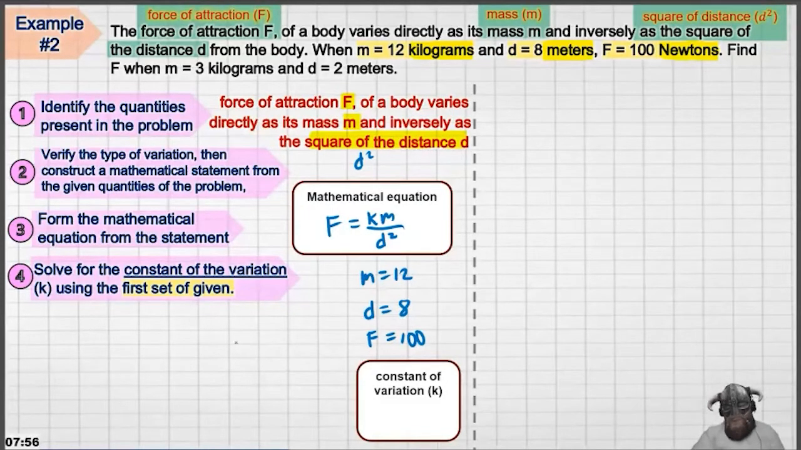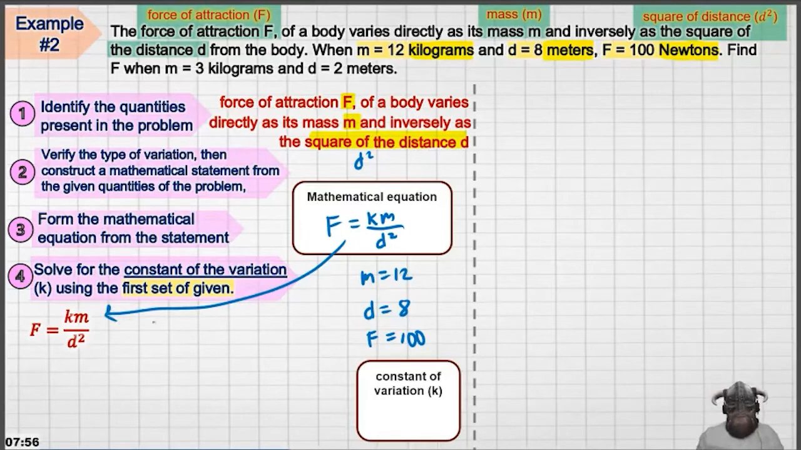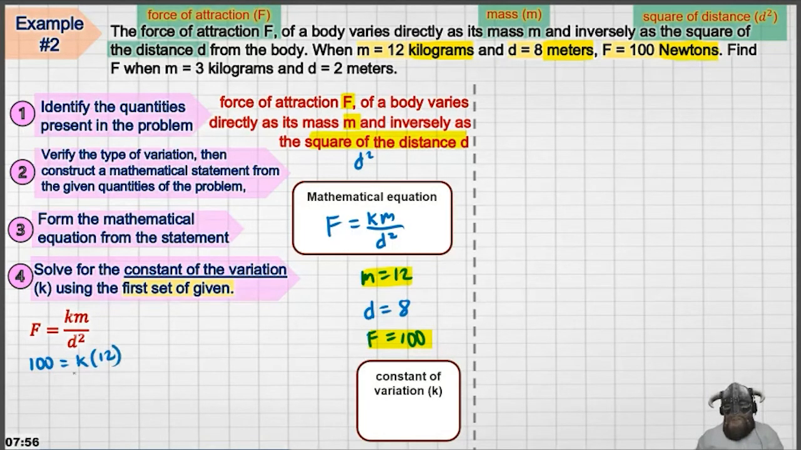Now, as we continue, let's try to use once again the mathematical equation to solve for the value of k. So substitute lang natin. F or the force of attraction is 100. And then copy mo lang yung k. Then ang mass natin ay 12. And then all over d, which is d squared yan so magiging 8 squared siya. So 8 squared will be 64. So lagay lang natin dito sa baba. 12 times k or k times 12 is 12k over 64 is equal to 100.